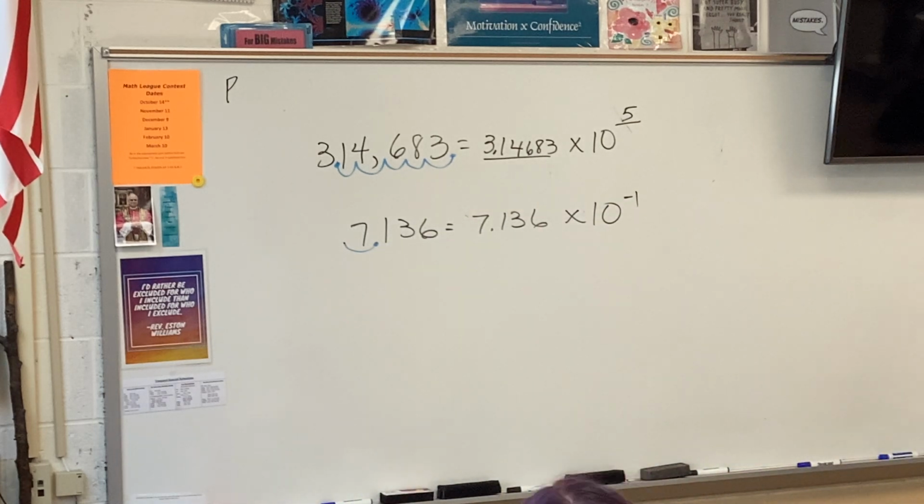Now, when you learn this, you may have learned it using the ideas of, right is this way, left is that way. I just remember that big numbers have positive exponents and little numbers have negative exponents. So 0.7 is a little number, 314,000 is a big number.